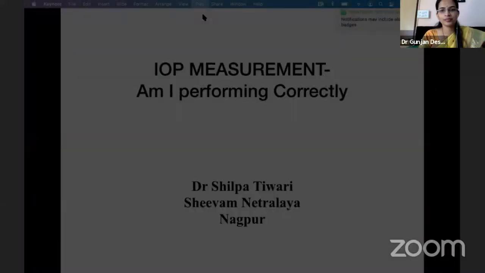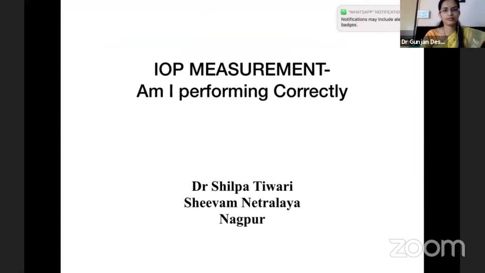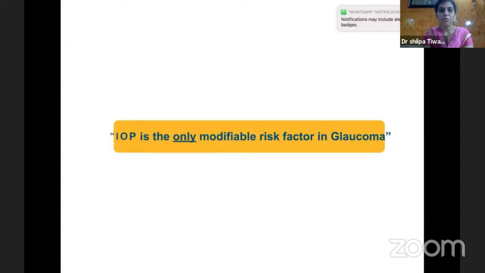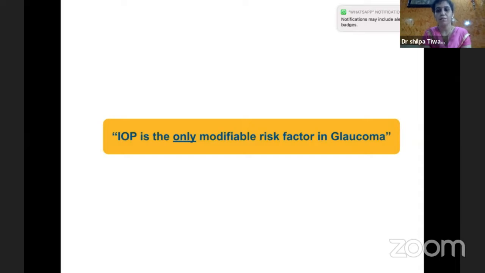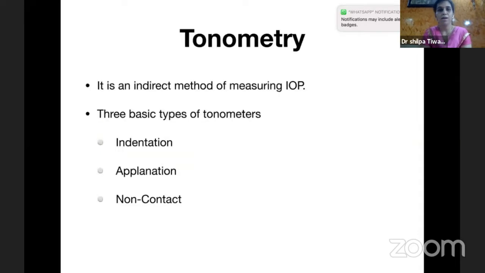Today I'm going to speak about IOP measurements. Why tonometry? As IOP is the only modifiable risk factor in glaucoma, and it is the most important factor which we regularly follow in patients with glaucoma. Tonometry is basically of three types: indentation, applanation, and non-contact. I am going to talk mostly about applanation as we routinely use that in our OPD.